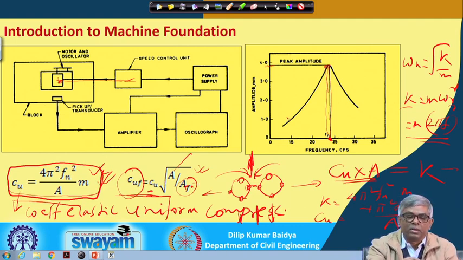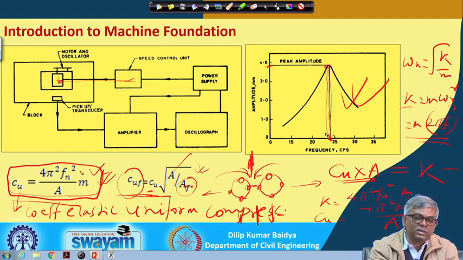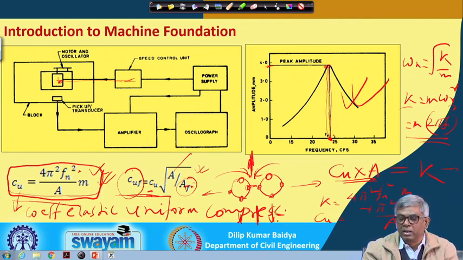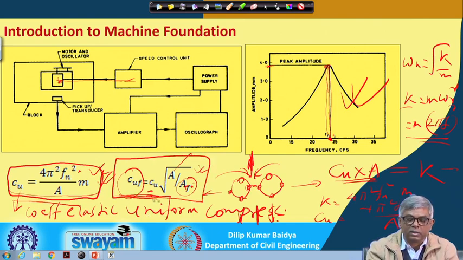So, that means by conducting the test, you will obtain this response curve. From this response curve, you identify the maximum value amplitude, and from there you project down, then you will get the natural frequency. Once you get the natural frequency, put it in this equation to get the coefficient of uniform compression, and if the foundation size is different, then you correct the coefficient of elastic uniform compression for design by using this equation.